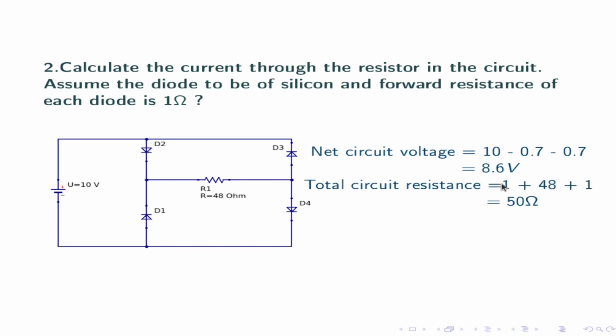Total circuit resistance: 48 ohm is the load resistance, and one diode offers 1 ohm. So in one path there are 2 diodes, therefore total resistance in a complete path is 1 plus 48 plus 1 is equal to 50 ohm. So this can be one path or this can be one path. Circuit current: we have the voltage 8.6 and resistance 50, it is 172 milliampere.